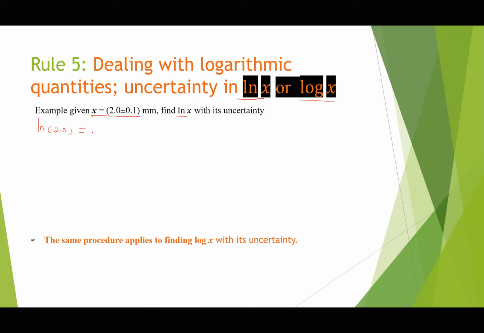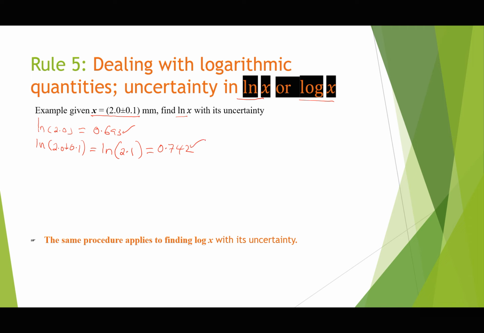And ln of 2.0, when we press the calculator, I think it is 0.693 to 3 significant figures. That is ln of the best value. Next, you can find ln of the maximum value, or the highest value. The highest value of x is expected to be 2.0 plus 0.1, which is the same as ln of 2.1. That is the highest value of x we can have. And when you press your calculator, this is approximately 0.742 to 3 significant figures.